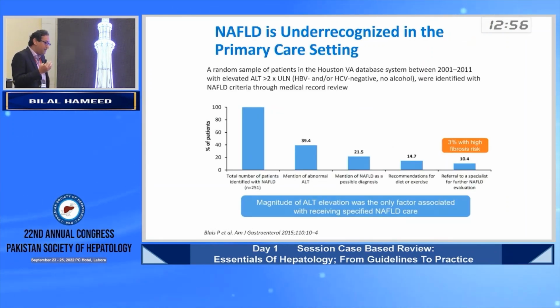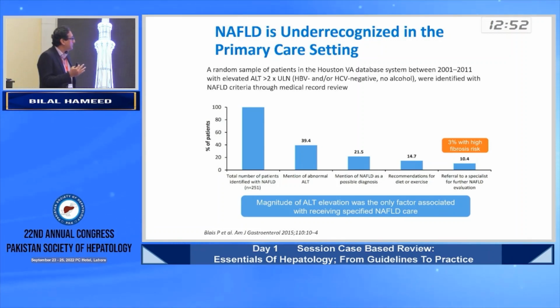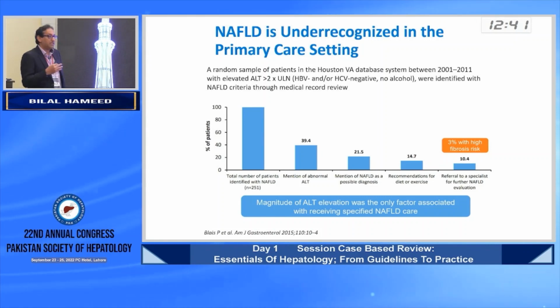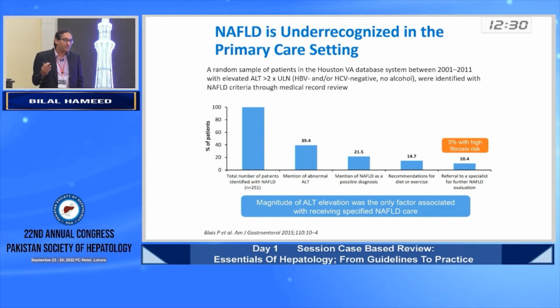This was a study from the VA system. What they actually looked at was the data of about 251 patients, and they tried to identify which patients actually got referred. So they looked at the primary care notes, and in about 39% there was a mention of abnormal ALT, and just the ALT was the main reason patients were referred. And out of those patients who were referred, 3% already had advanced fibrosis.